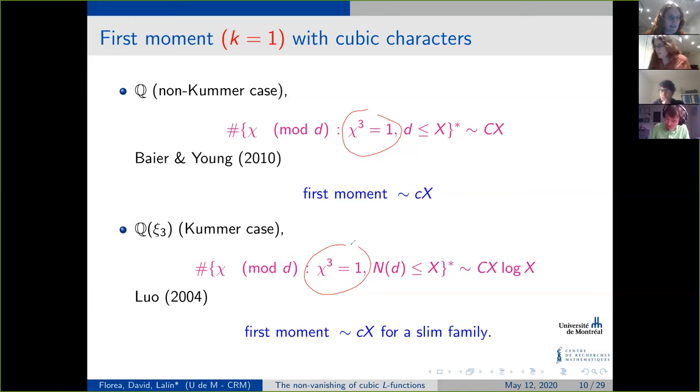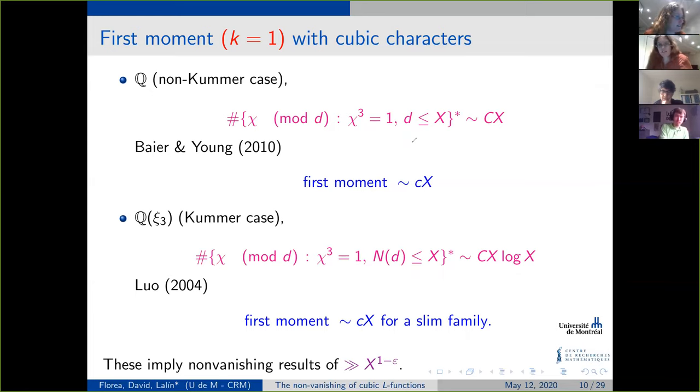The only result that we know in this direction is a result of Luo, where he doesn't count exactly the first moment. He counts the first moment in a restrictive family, ignoring some characters. He takes one character for each pair of characters that you can take for each prime, so it's a kind of square-free conductor. And so he gets a constant times x, even though for the whole family one would expect the result to be x times log x. So this is what is known about the first moment.